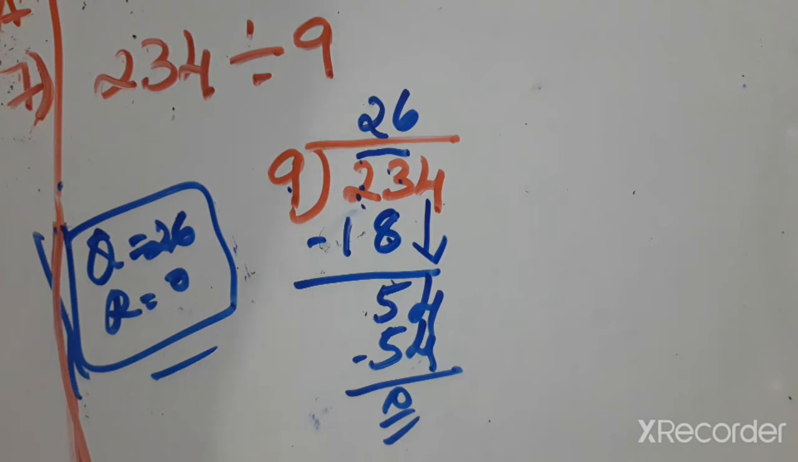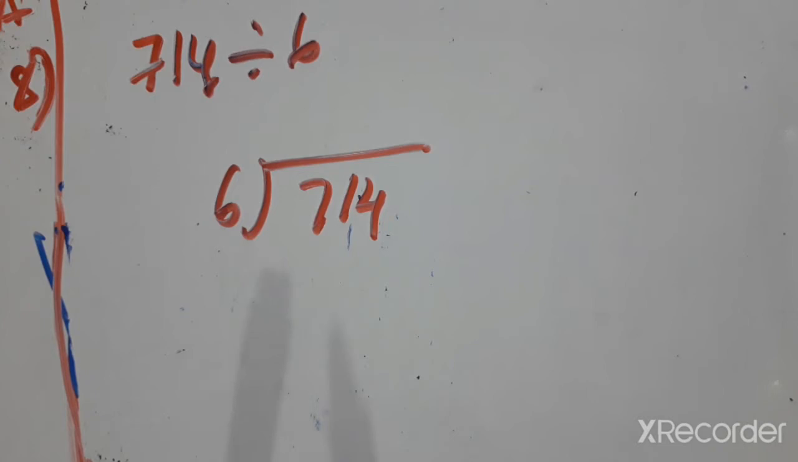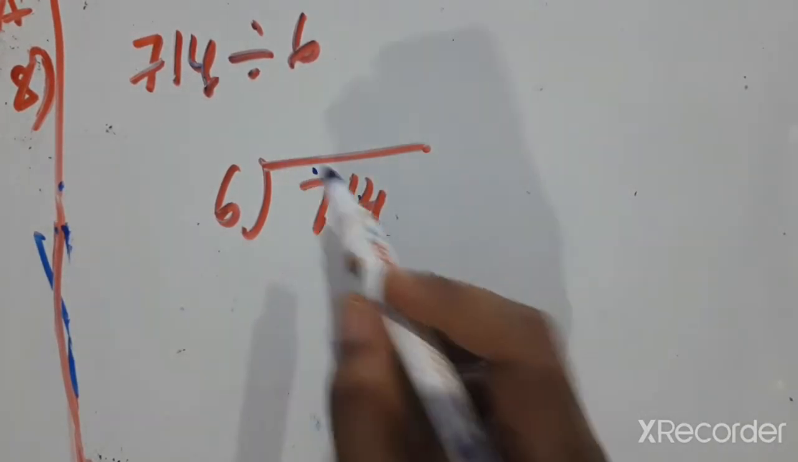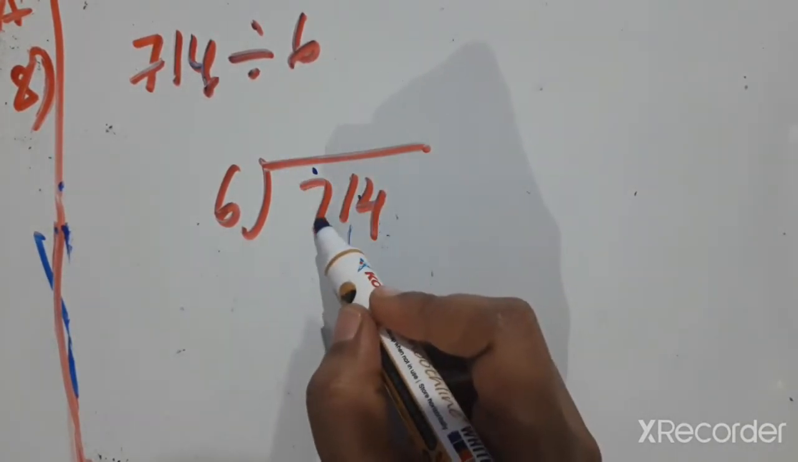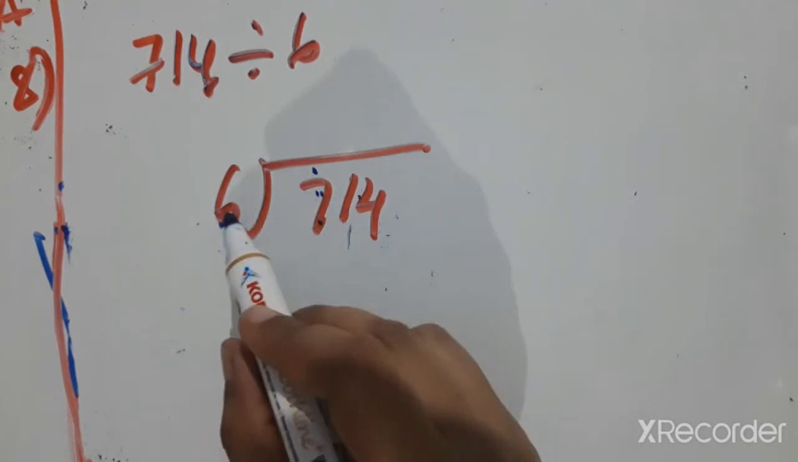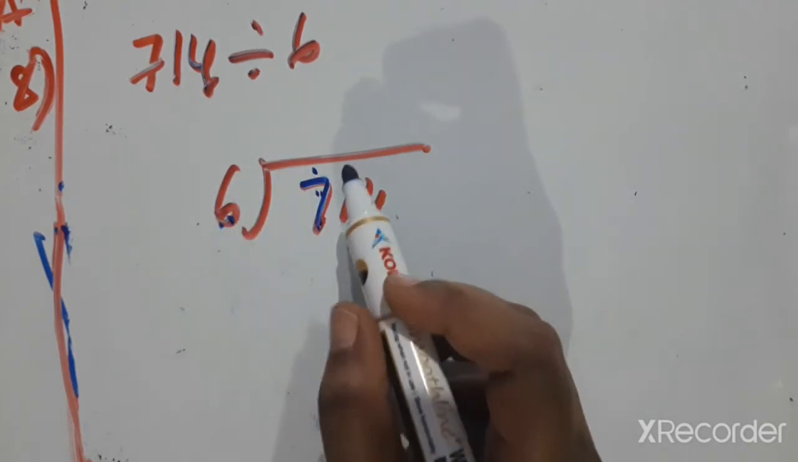Quotient is 26, remainder is 0. Next question, the 8th one, 714 divided by 6. Whether we can take 7 as a single number? Yes, because 7 is greater than this number. So we can consider the single number 7.